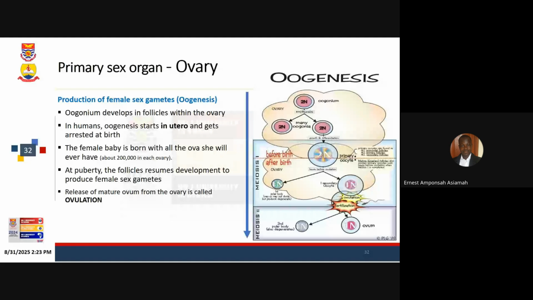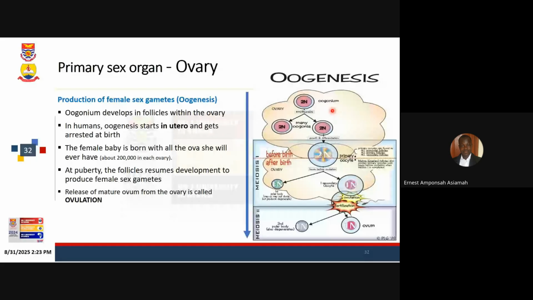So the eggs are released in alternate succession. This month, this one releases; the following month, another will release, except in a few situations where both may release at the same time. Okay, so I'll give the details. Then at puberty, the eggs are contained in what you call follicles. They resume development so that they will mature to give the female sex gametes. And usually the release of the mature ovum from the ovary is what we call ovulation. So we'll go through the process.